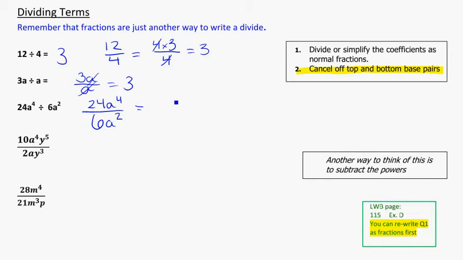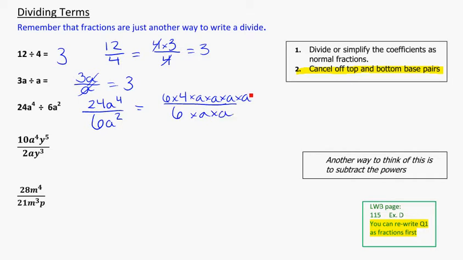You might be able to do it in your head. 24 divided by 6 is going to be 4, but just so you see it, there's 6 lots of 4 inside of a 24, and we still have the 6 on the bottom. And I'm going to expand out that a to the power of 4. So how many a's will there be? Times a, times a, times a, times a. And on the bottom, a squared is going to become times a times a.